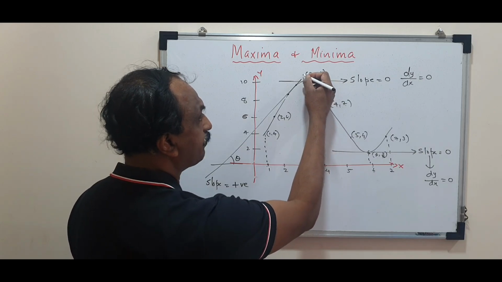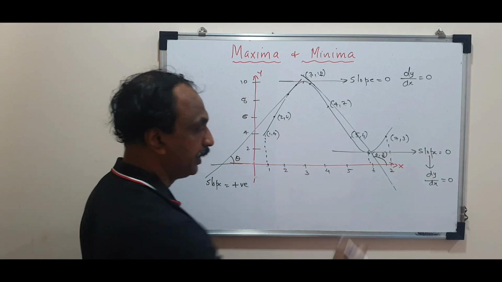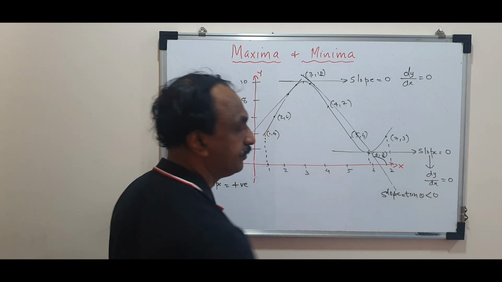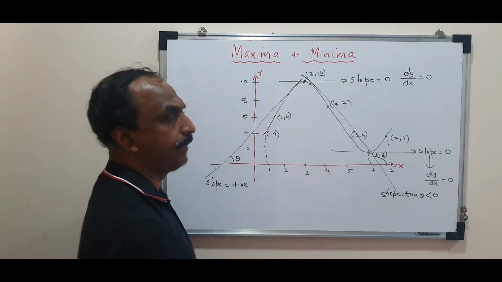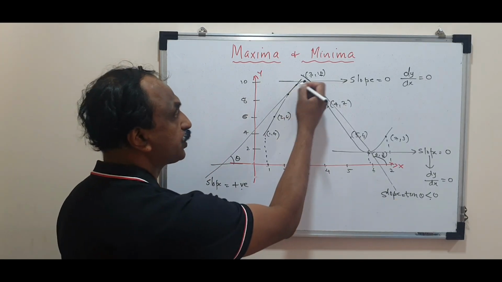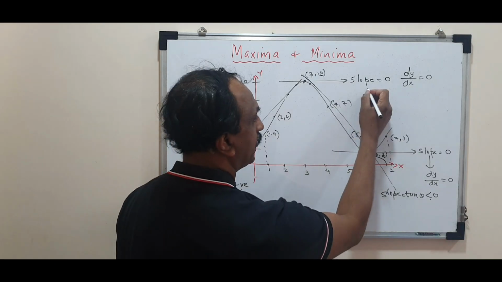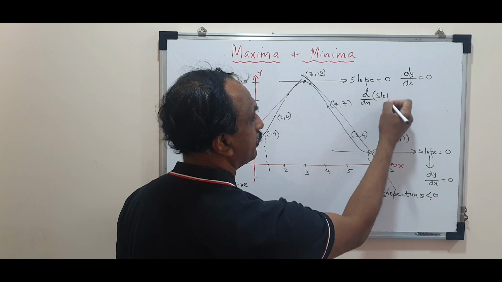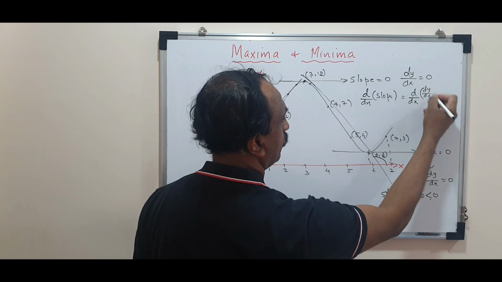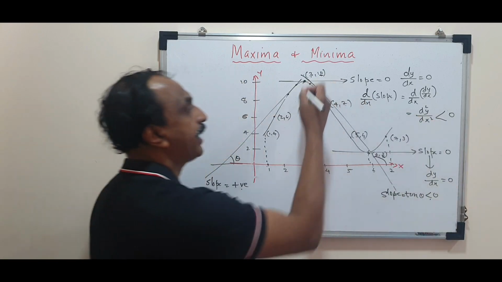If you take a point after the maximum point, the tangent that will be made will be obtuse. So the slope of the tangent here will be negative. So at a local maximum point, the slope changes from positive to negative. That means the slope is decreasing. So I can say the rate of change of slope, that means the second derivative, will be negative at a maximum point.